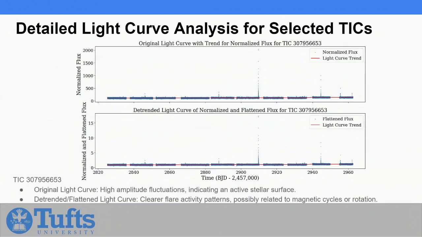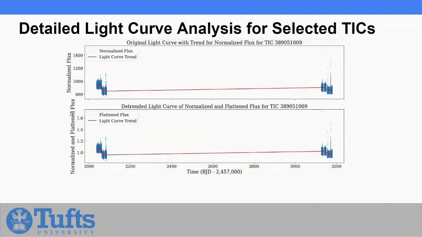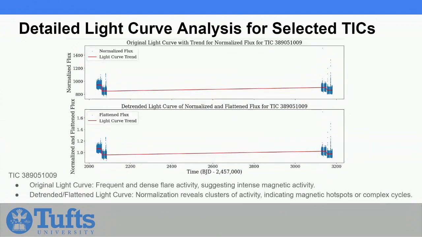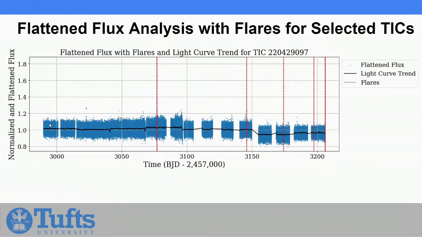You can see here that there are low-level fluctuations in normalized flux, with few significant spikes indicating flare events. After removing broader light curve trends and normalizing the data, the flare events become more distinct, confirming their sporadic nature and varying intensity. For this star, you can see more pronounced variability and higher amplitude fluctuations, suggesting a more active stellar surface and, post-detrending, we see clear patterns of flare activity which could be tied to the magnetic cycle phases or rotation periods. As we continue, I'll use these observations to build a model of flare and spot dynamics on these stars.